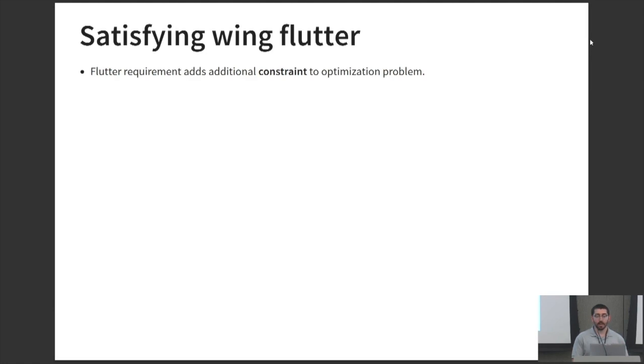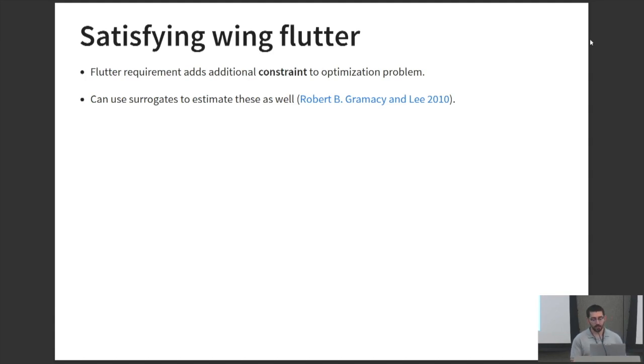Okay, I totally ignored this flutter requirement, right? So this is an example of constrained optimization, right? I have a constraint. So how do I deal with that? Well, it's nice because surrogates can also handle constraints. You can model the constraint just the same way you model an objective.